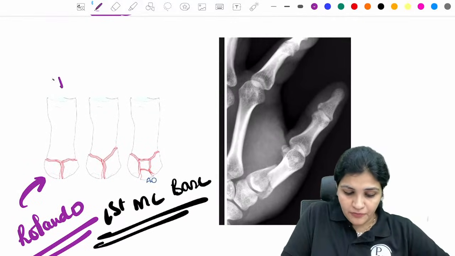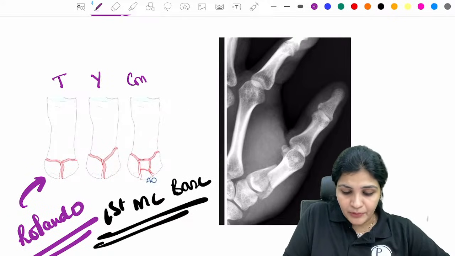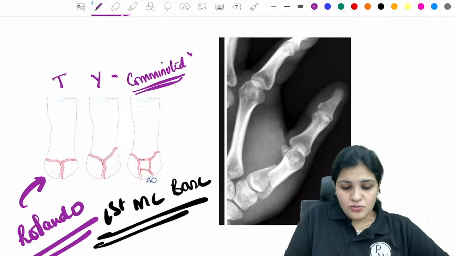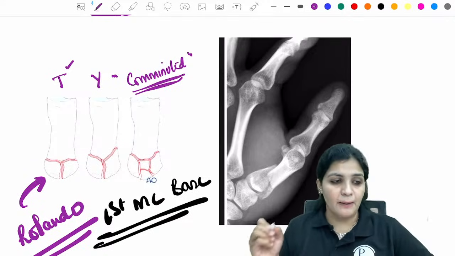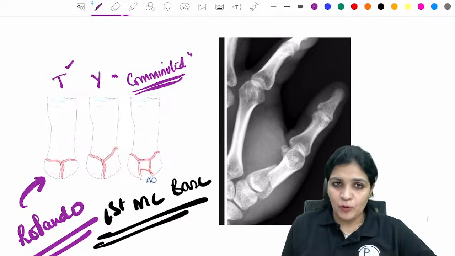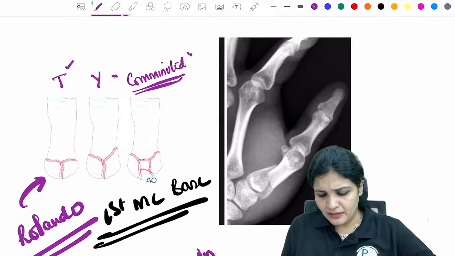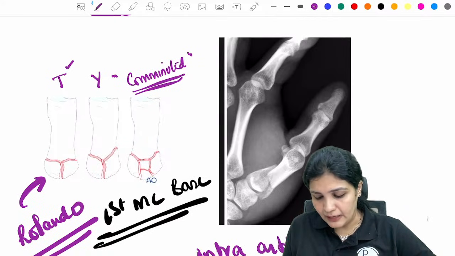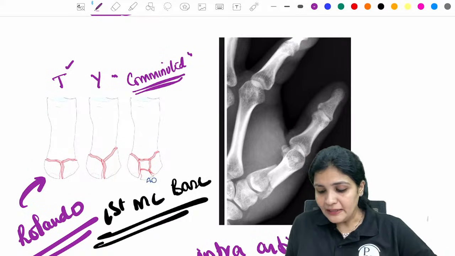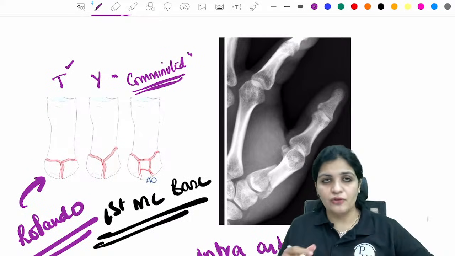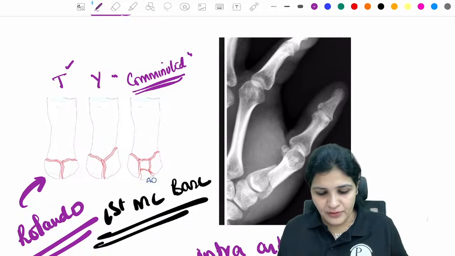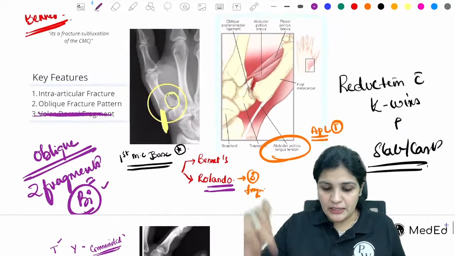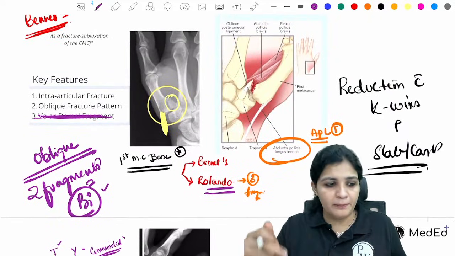And now this Rolando fracture could be in the shape of a T, in the shape of a Y, or a comminuted fracture. So either in the shape of a T or a Y, this is a comminuted fracture of the first metacarpal base. This is called the Rolando fracture, and without doubt this is an intra-articular fracture. But the treatment is not so perfect because of multiple fragments. We can't go for a perfect reduction of this fracture, right? But in the bifragment oblique fracture, you have to go for a perfect reduction.